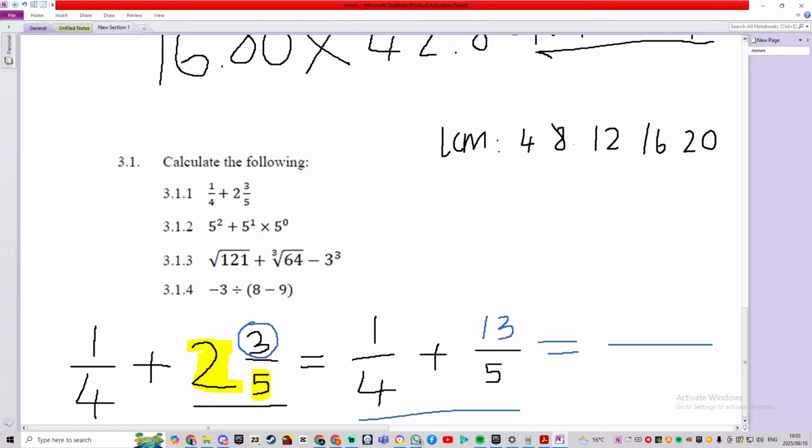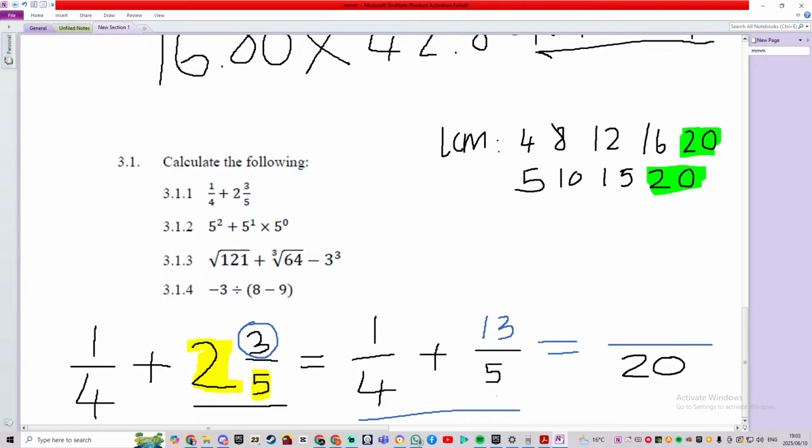So the LCM: 4, 8, 12, 16, 20. Then I have 5, 10, 15, 20. Now I have a common multiple. My common multiple between the two is 20. So that 20 goes to the denominator. So you see that equation so far?